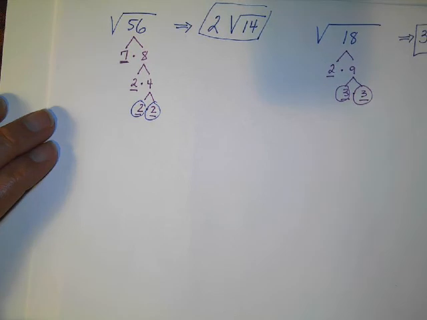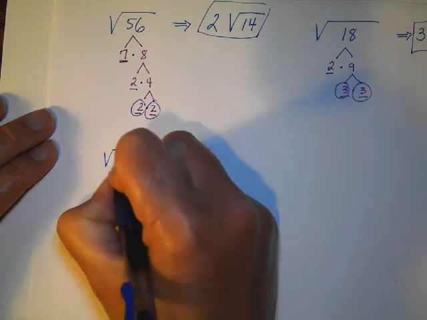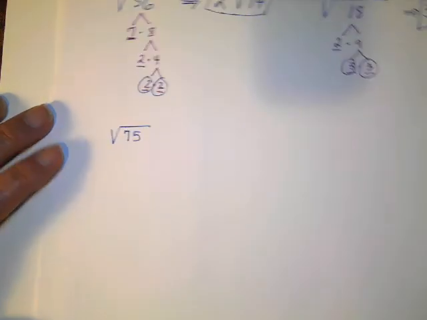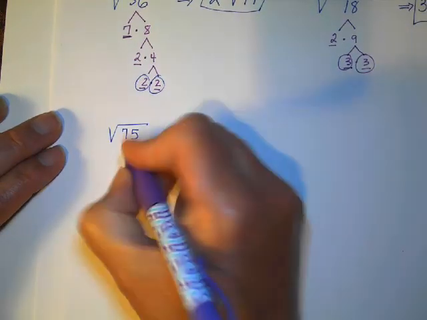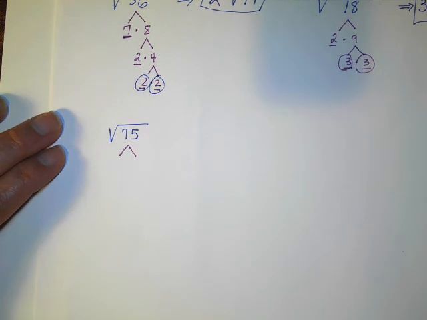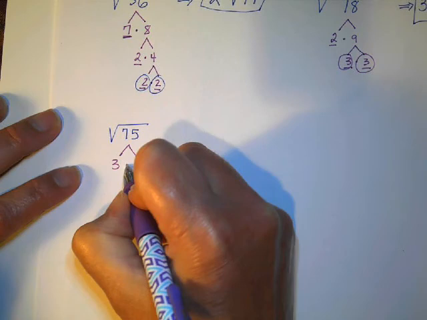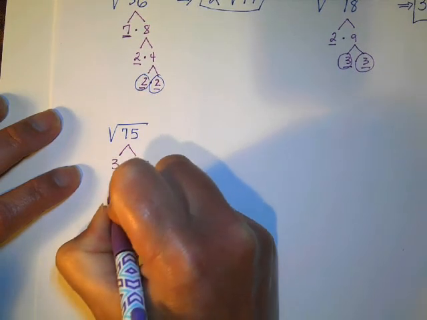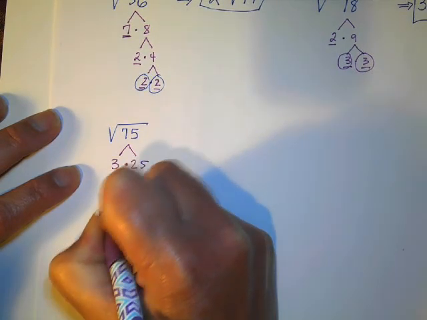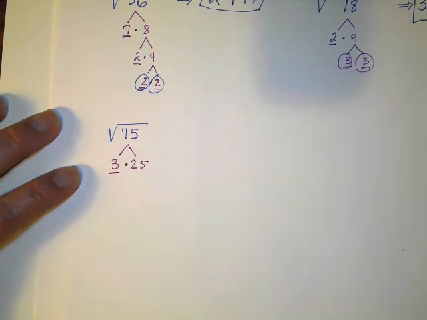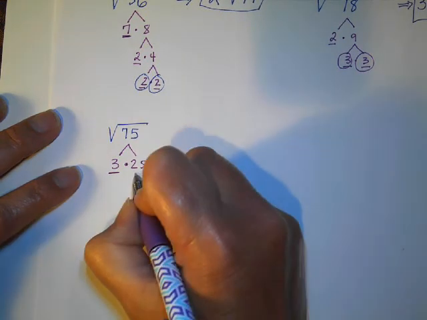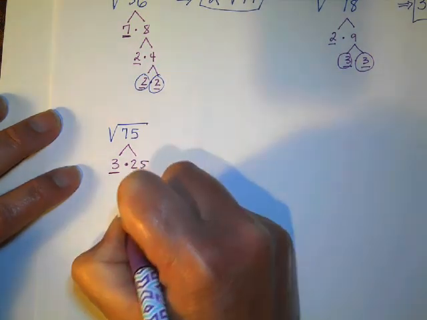Okay, I've got a couple more examples. Let's do the square root of 75. Okay, so again, start breaking it up. Let's see, and having a calculator next to you might help if you're not good with numbers, but I think this is a 3 times a 25. 3 cannot be broken down anymore. It's called a prime number, so I usually underline them so my eyes don't overlook them.